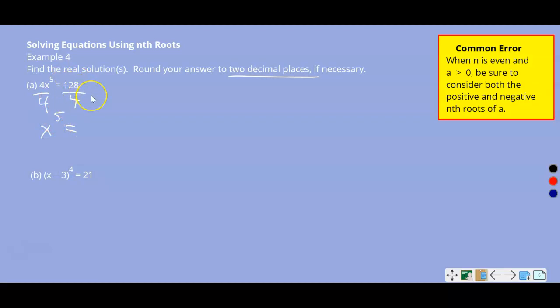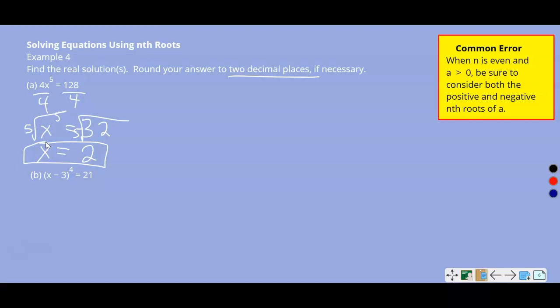So 4 goes into 12 3 times. And 4 goes into 8 twice. So that becomes 32. And we need to undo something to the 5th power. So we need to raise that to the 1/5 power, which is the same thing as taking the 5th root of that side. So if we take the 5th root of 32, we learned a few minutes ago in the previous video, 2 to the 5th power is 32, so the 5th root of 32 is just 2. And that would be your solution. So x equals 2 is the answer to A part.